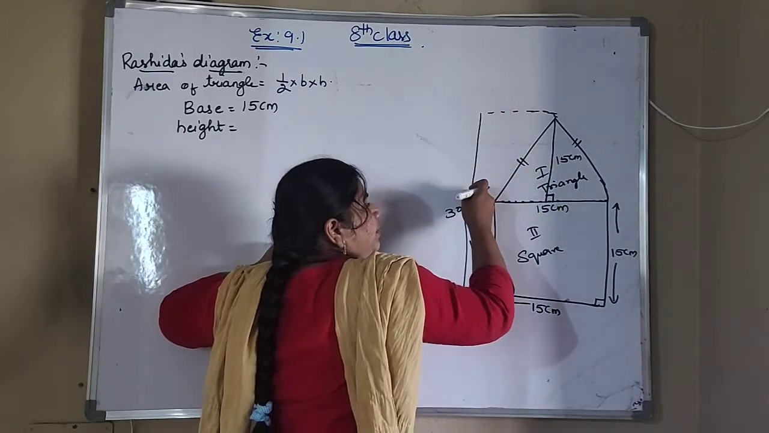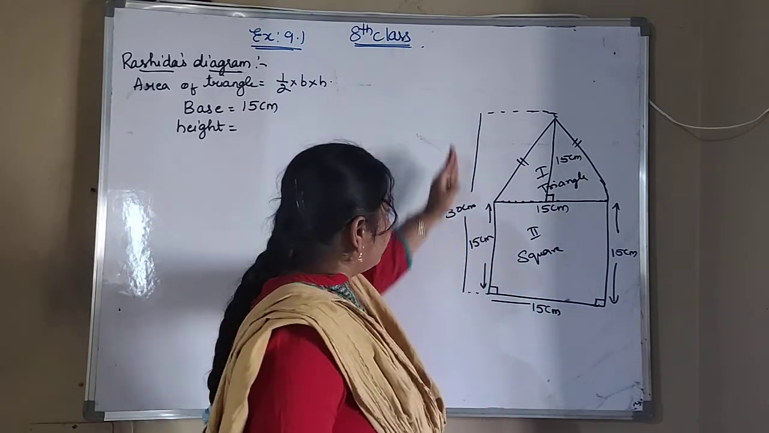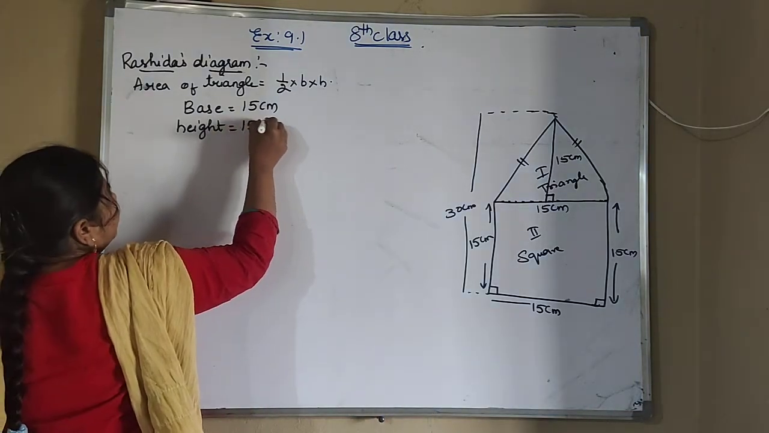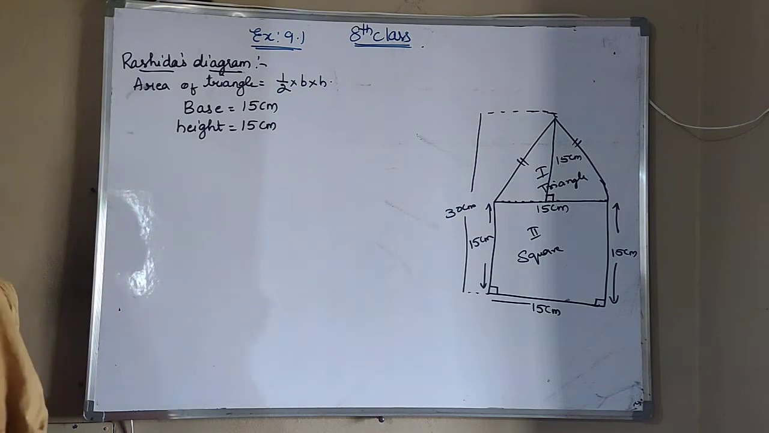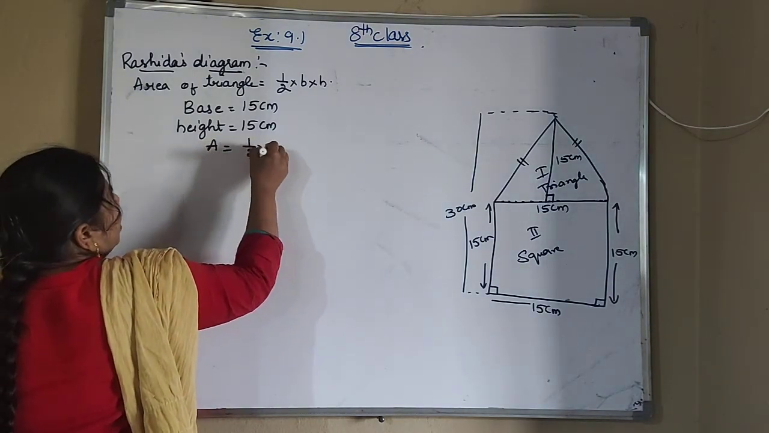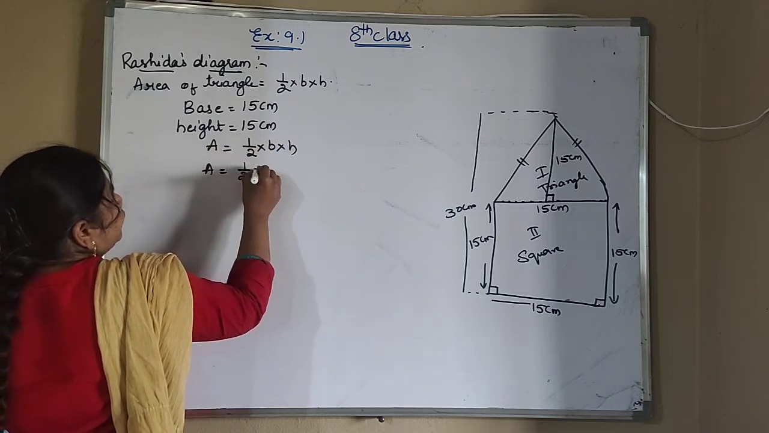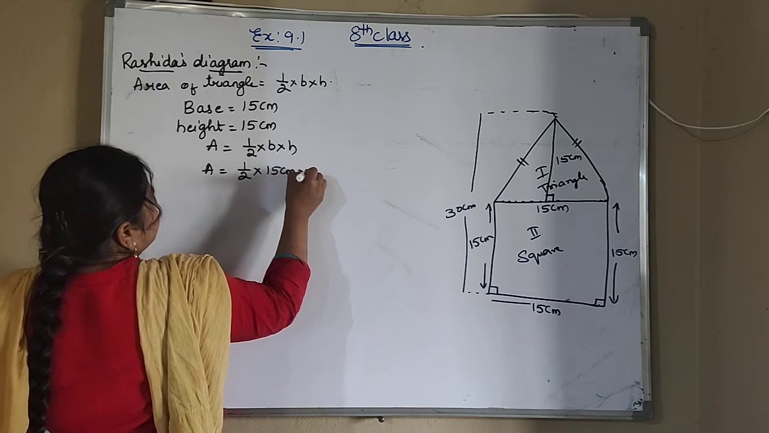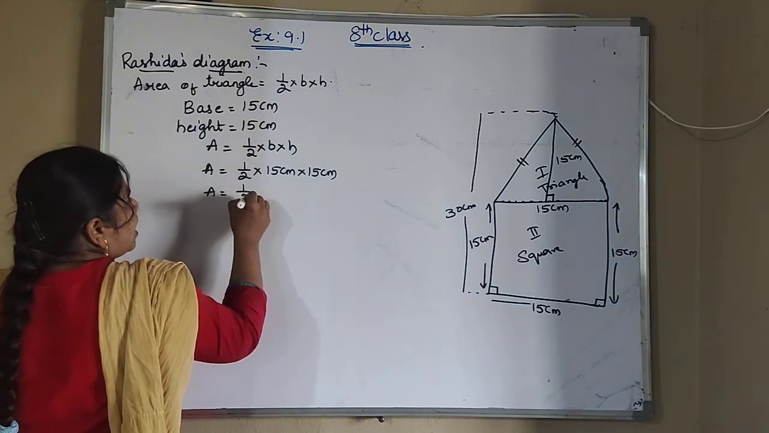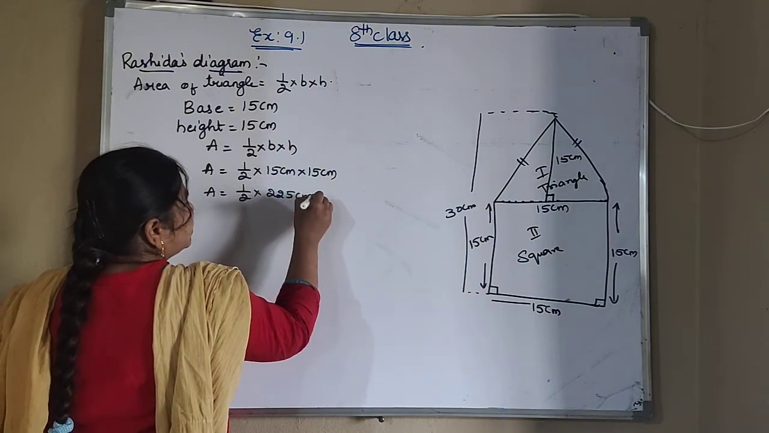From here to here it is 15 centimeters, and again from here to here it is 15 centimeters. The total value is 30 centimeters. So the height value we got is 15 centimeters. Now we have to find the area. Area is equal to half into base into height, so area is half into 15 centimeters into 15 centimeters, which is half into 225 centimeters square.